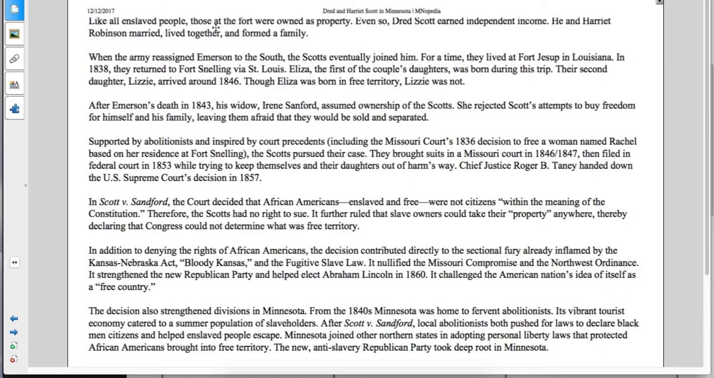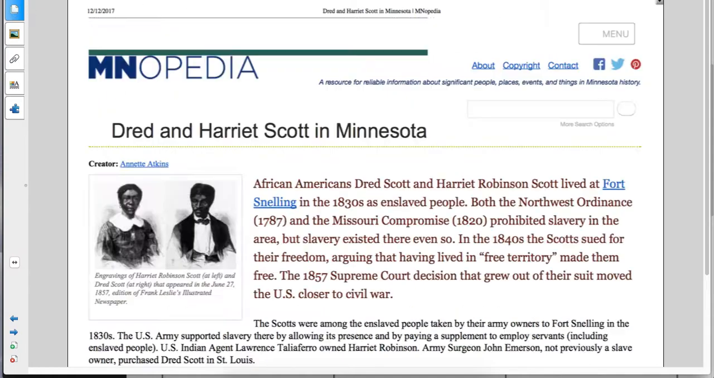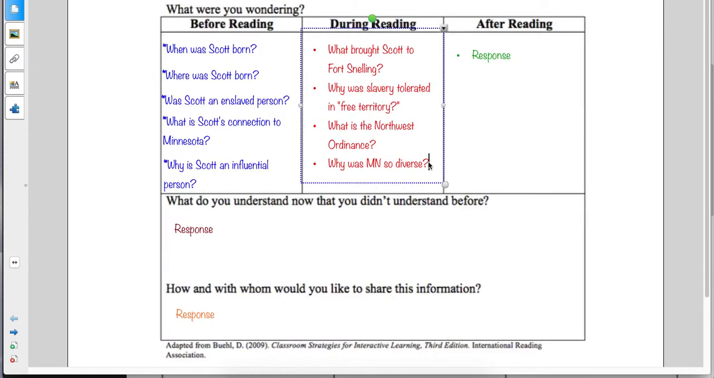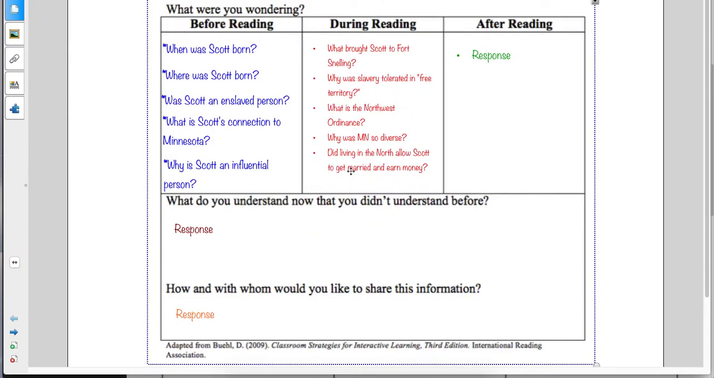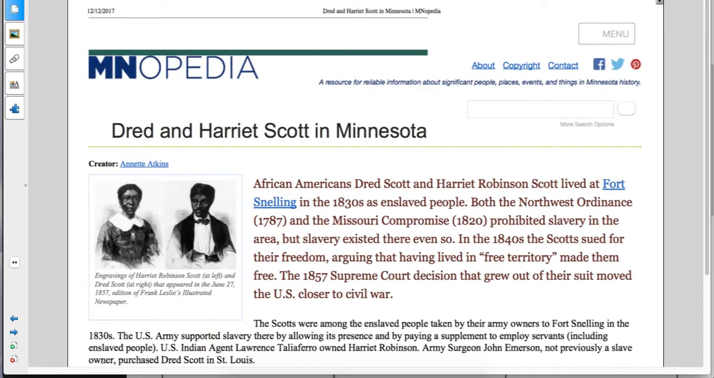Like all enslaved people, those at the fort were owned as property. Even so, Dred Scott earned independent income. He and Harriet Robinson married, lived together, and formed a family. I wonder, did living in the North allow Scott to get married and earn money? Okay, so I got a bunch of questions already, which is good.